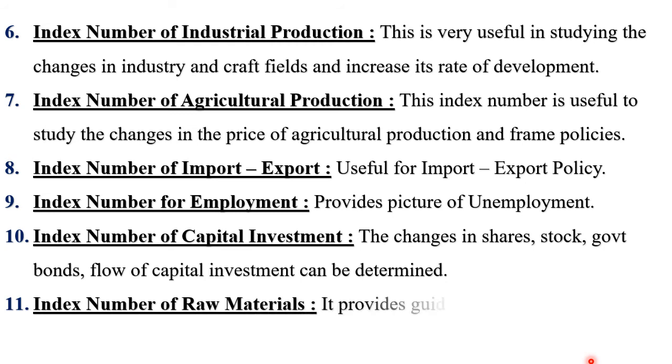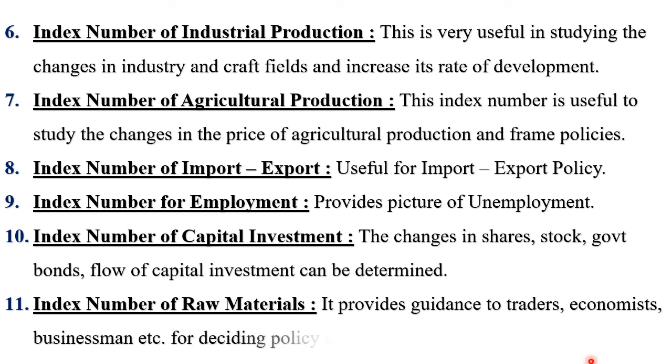Index number of raw materials. It provides guidance to traders, economists, businessmen, etc. for deciding policy of production and sales. So we look at whether raw materials have improved or declined, whether the prices of raw material have increased or decreased, and what percentage of increase or decrease there is. Based on raw materials, we also decide the prices of finished products. So based on raw material changes, the prices of finished products may change. The forecasting, the future estimations, and the current policy decisions regarding production and sales can all be taken based on the index number of raw materials.